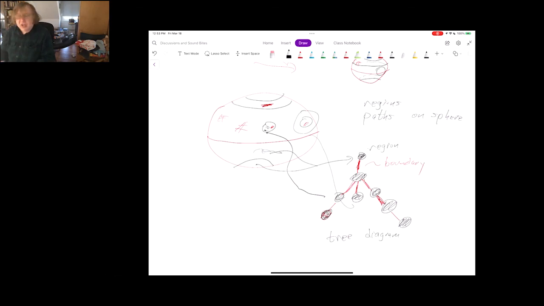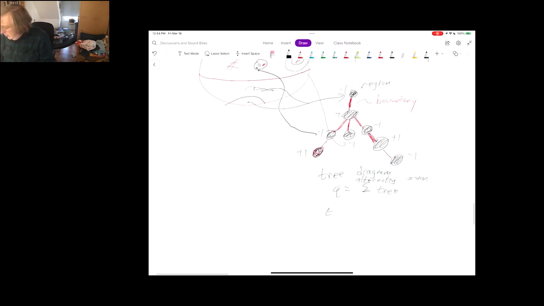How do you calculate the charge of the tree diagram? You say, oh, well, you just take the alternating sum. This is +1, -1, +1, -1. This one is -1. This one is -1. This one is +1. This one is -1. You just add up all the charges. In other words, the charge is the alternating sum of the tree. And you can show this directly by looking at the Euler characteristic of the map.